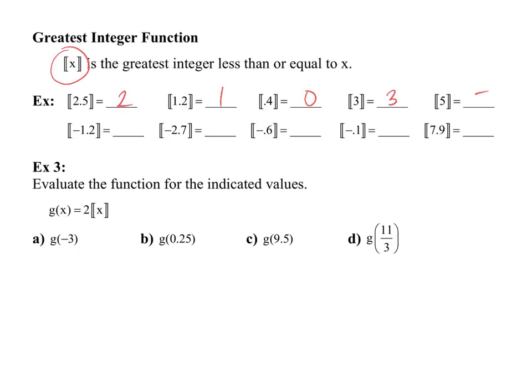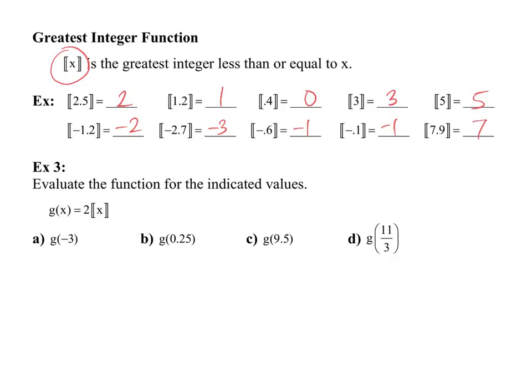All right, same thing with 5. All right, -1.2. Be careful here. Remember, we're moving to the left on the number line. So what's the first number that's an integer to the left of -1.2? That'd be -2. -2.7, moving to the left, we get to -3. -0.6, -1. -0.1, -1. And 7.9. All right, remember, we're moving to the left, 7.